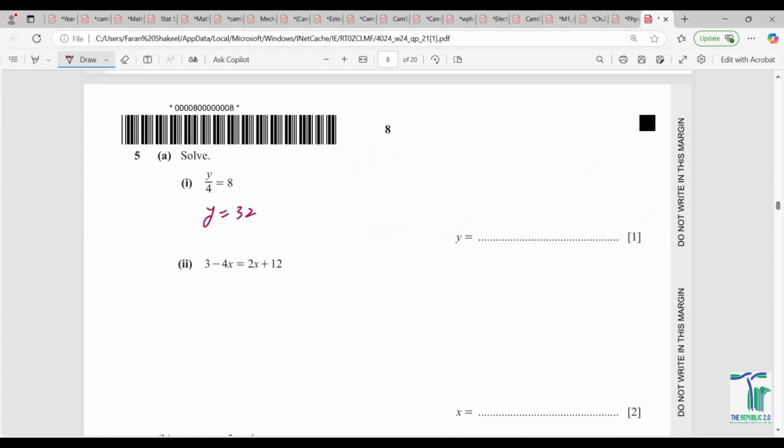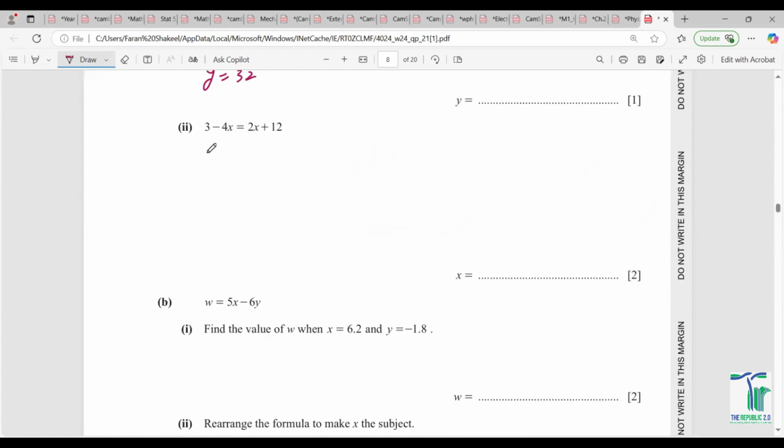And then we need to solve this question number 2. That is going to be 3 minus 12 equals 2x plus 4x, and you would be having minus 9 equals 6x. And x comes out to be negative 3 by 2. So negative 3 by 2 is your final answer.